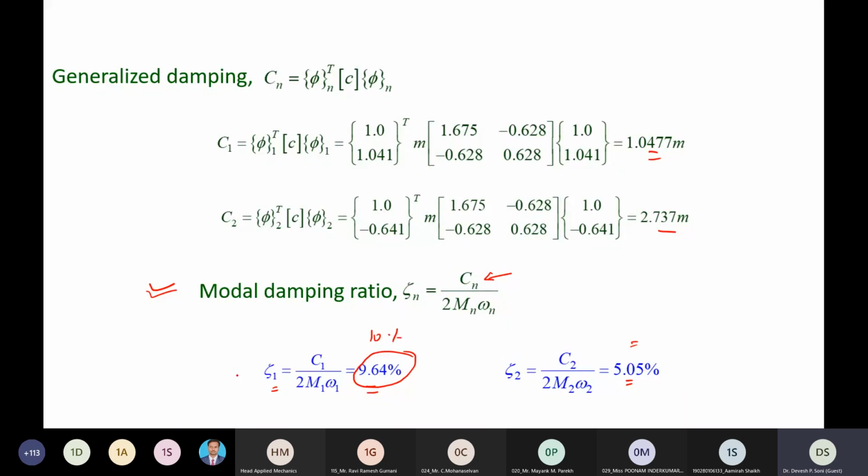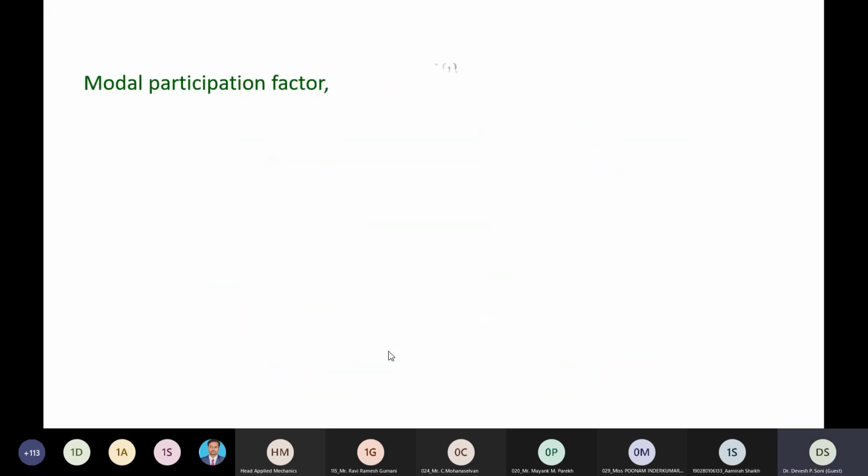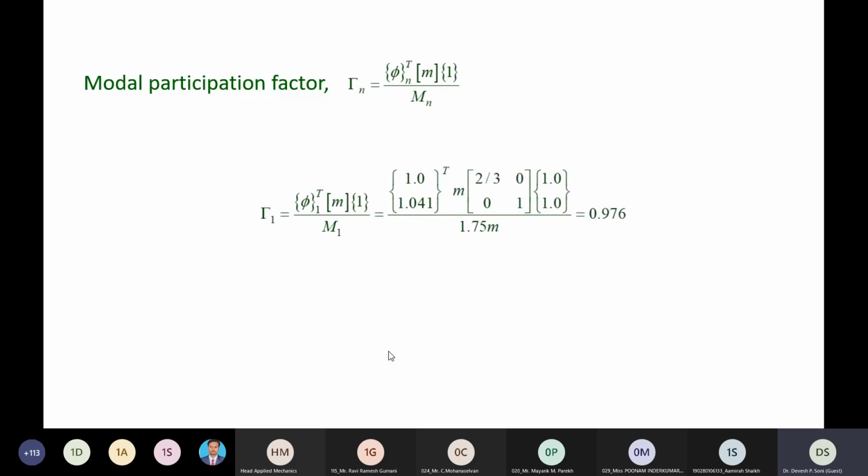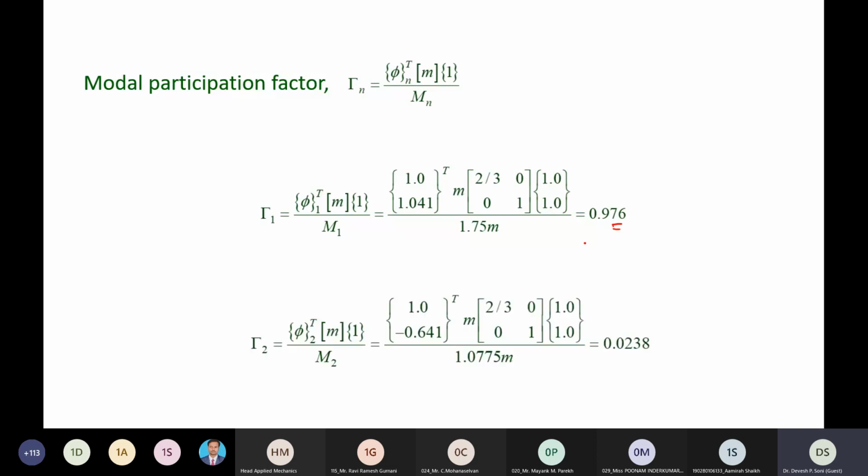This modal damping ratio will further be used to calculate the spectral acceleration in response spectrum analysis. Then the modal participation factor. The modal participation factor for the first mode is 0.976, and in the second mode it is 0.0238. Again, this number says that the first mode is the dominating mode compared to the second mode.